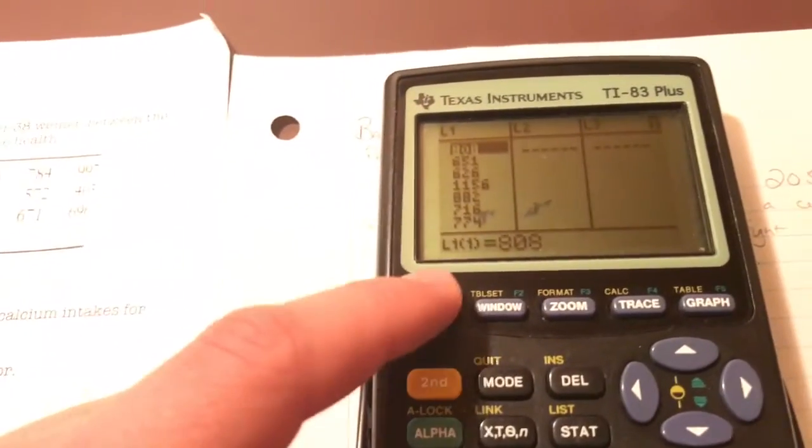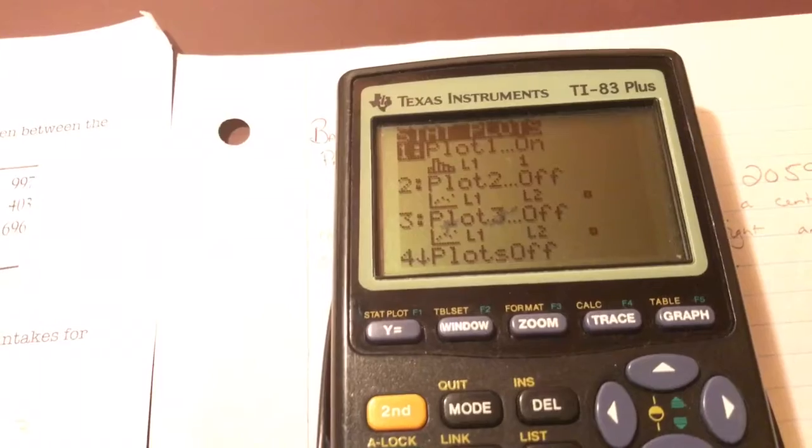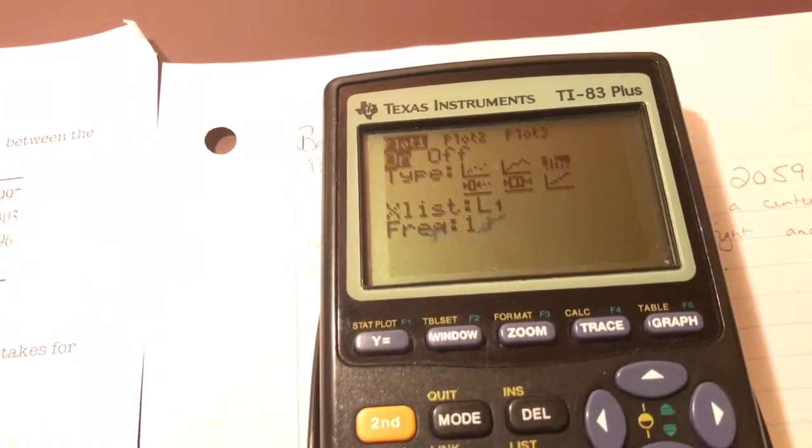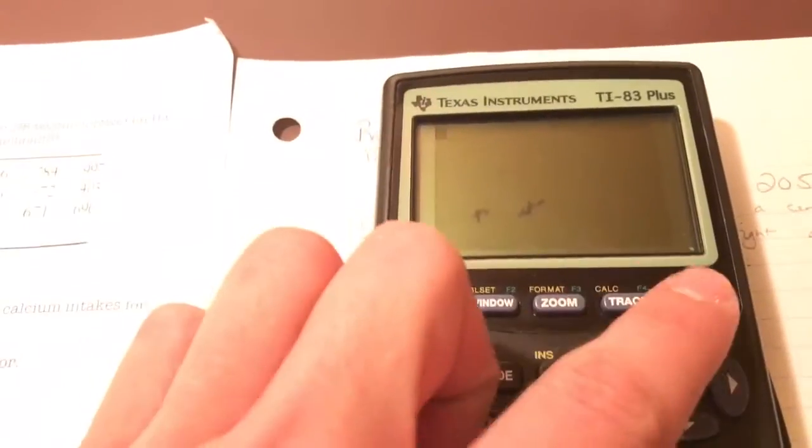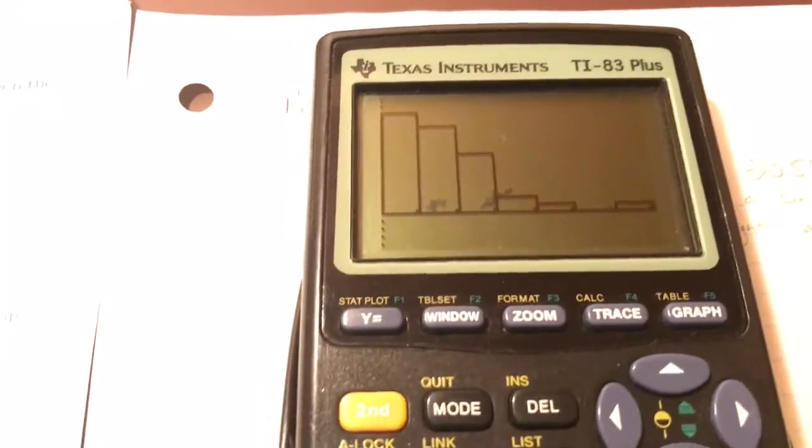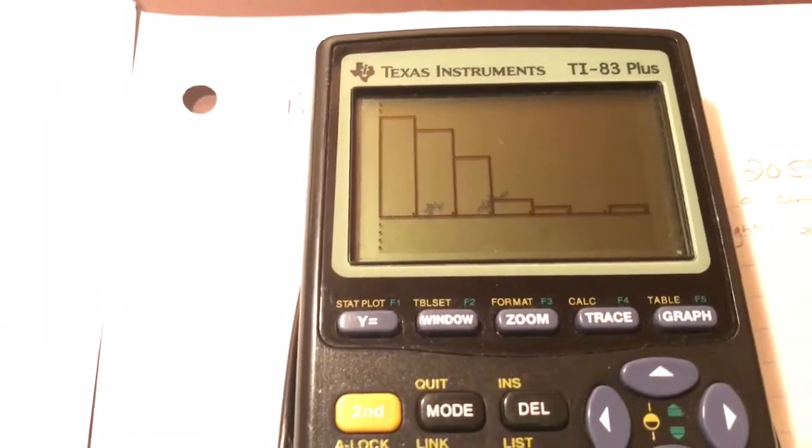Then what you do is you go to second, stat plot. You go to plot 1, make sure it's on and that you're in a histogram over here. Then you can go to graph right there and you're going to have your histogram. So there we have it.